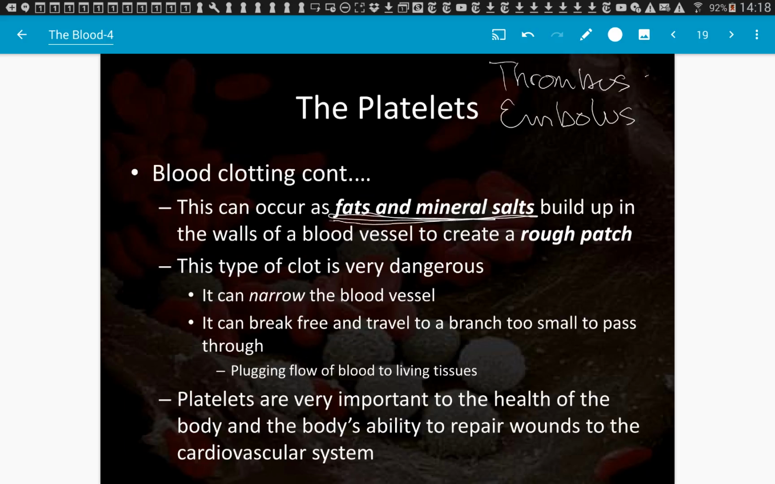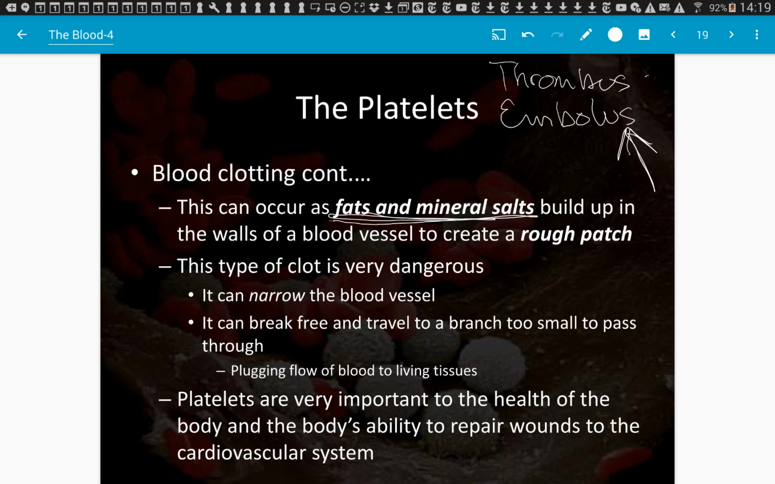What they do is put the person in the hospital. They keep them in bed with restricted movement. They give them blood thinners like heparin to slowly break down that clot in a safe manner. Otherwise, if they don't do it in a safe, controlled way, you can have that clot break free. When a clot breaks free and goes throughout the cardiovascular system, we call that an embolus.